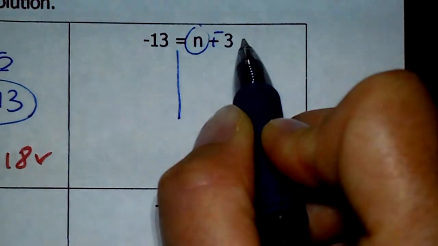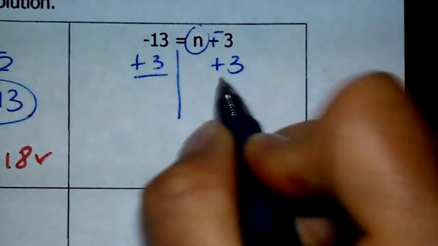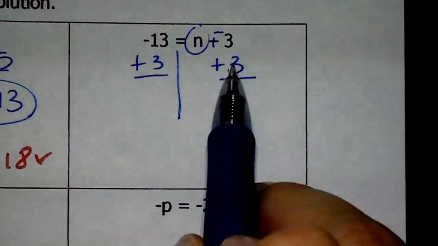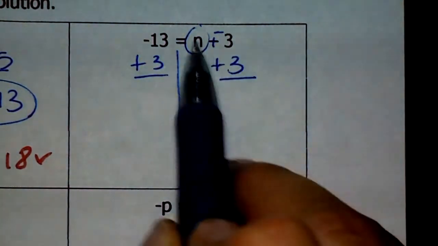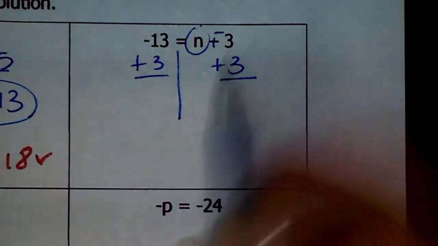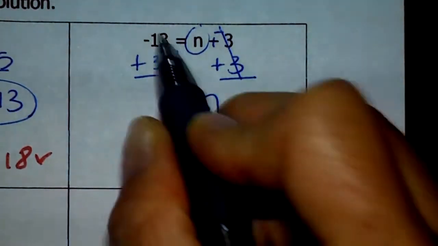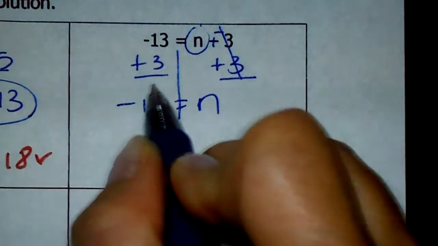To get rid of a number that's being added to the variable, I add the opposite of it. I do that to both sides. I'm not adding a positive 13, because if you add 13, then n's not by itself. I need to add the opposite of whatever's on the same side as the n. So negative 3 plus 3 is 0, n plus 0 is n. Negative 13 plus 3 is negative 10.